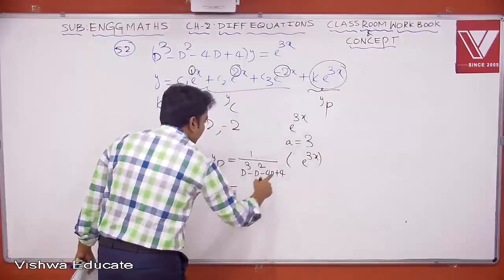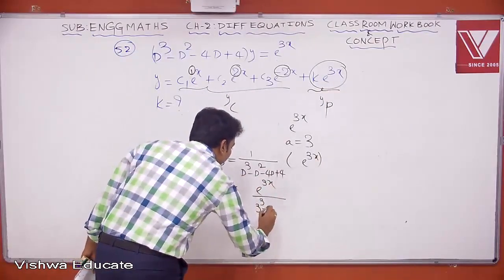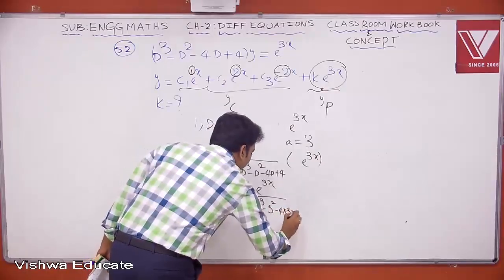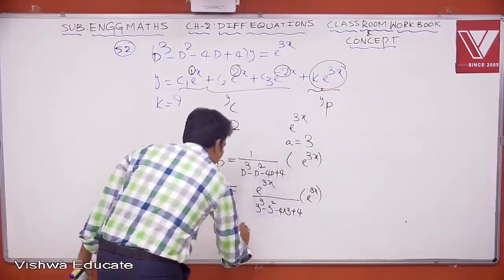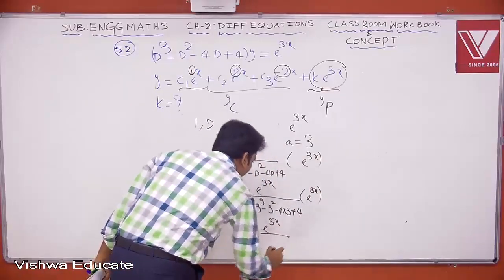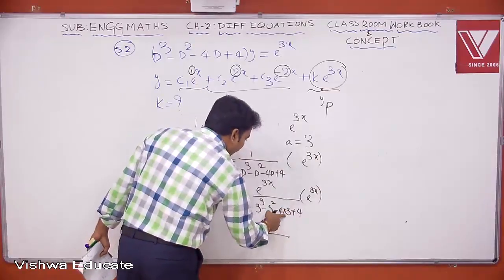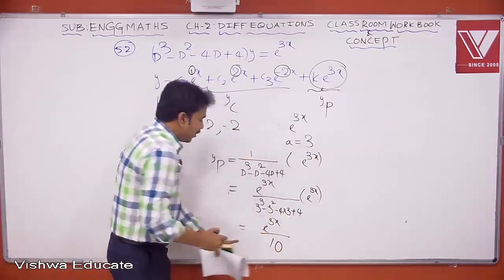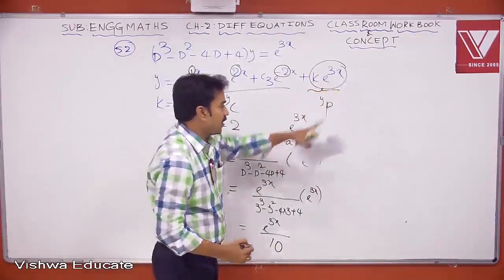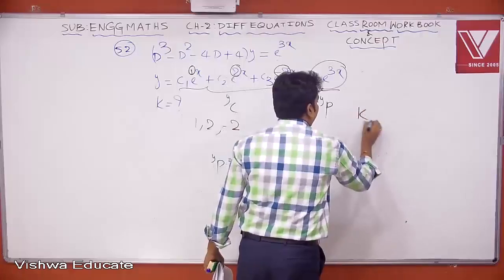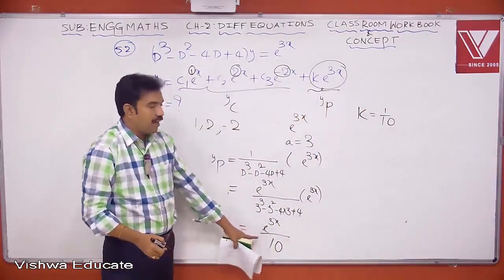Now replace D by 3: e^(3x) divided by (3³ − 3² − 4·3 + 4). So this is e^(3x) divided by 27 minus 9 minus 12 plus 4, which is 10. Therefore the particular integral is e^(3x)/10. Therefore the k value is 1 by 10.